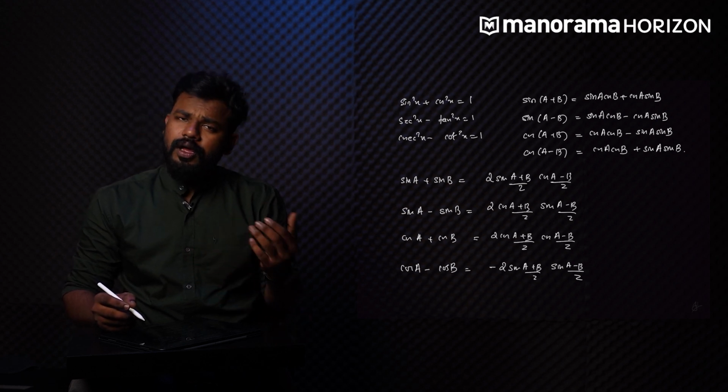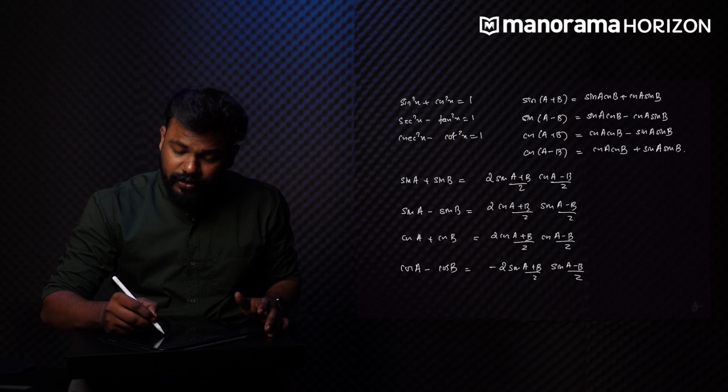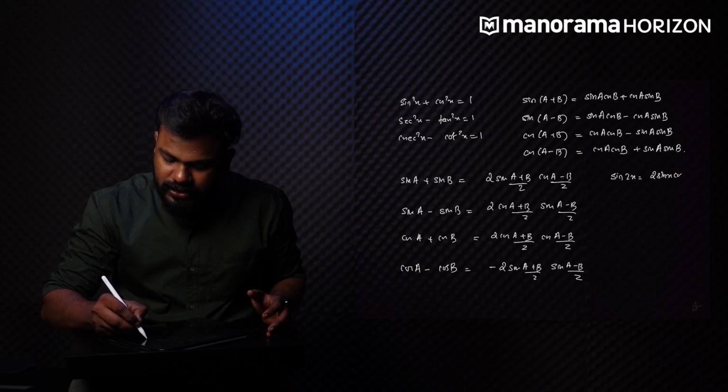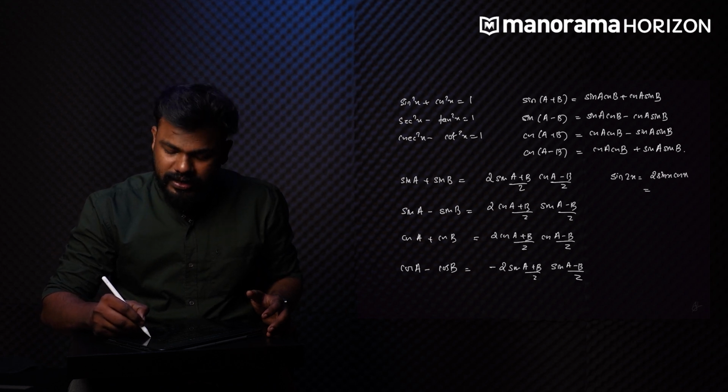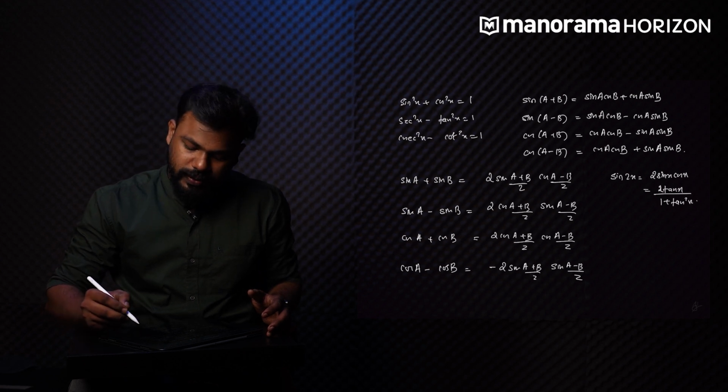Same like this, from product to sum also we have. I'm not writing that right now. And also we have for double angles, that is sin 2x. What are the different formulas for sin 2x? We know that it is 2 sin x cos x, or also we can write it as 2 tan x by 1 plus tan square x. So that is one formula for sin 2x.